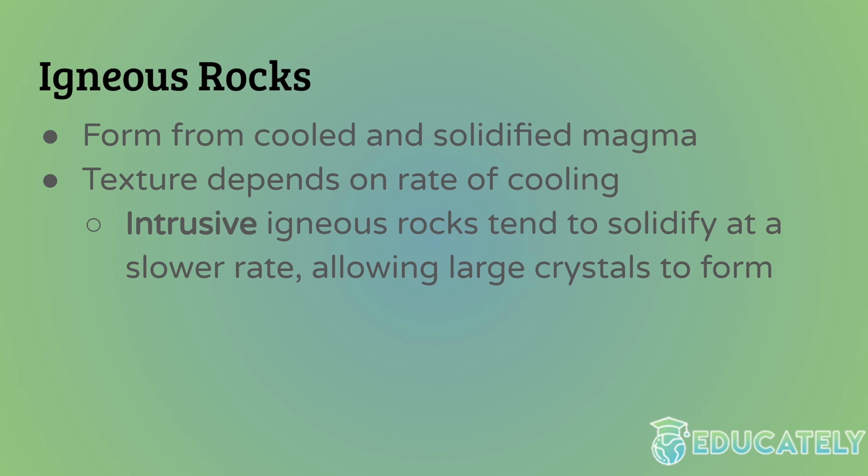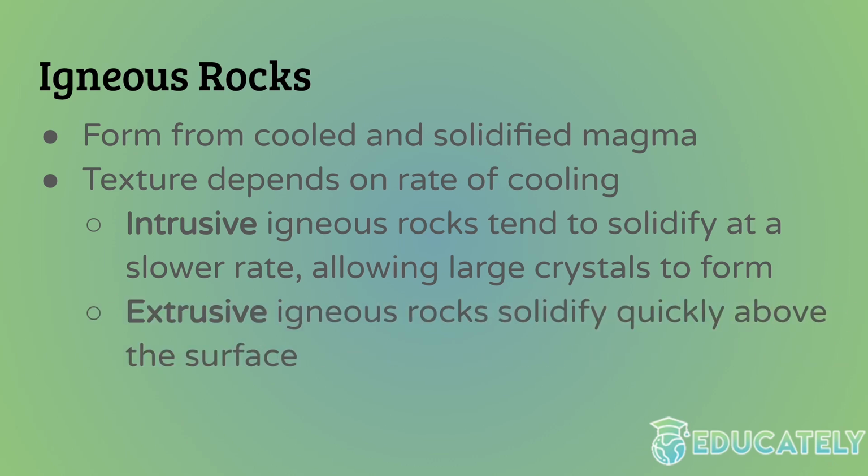Intrusive igneous rocks are rocks that cool and solidify underneath the Earth's surface, and they tend to solidify at a much slower rate. The conditions down there are less forgiving for rocks to solidify quickly, and that allows large crystals to form.